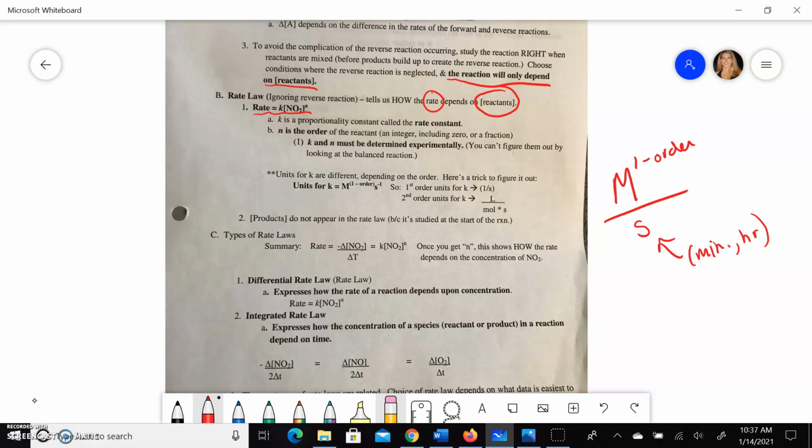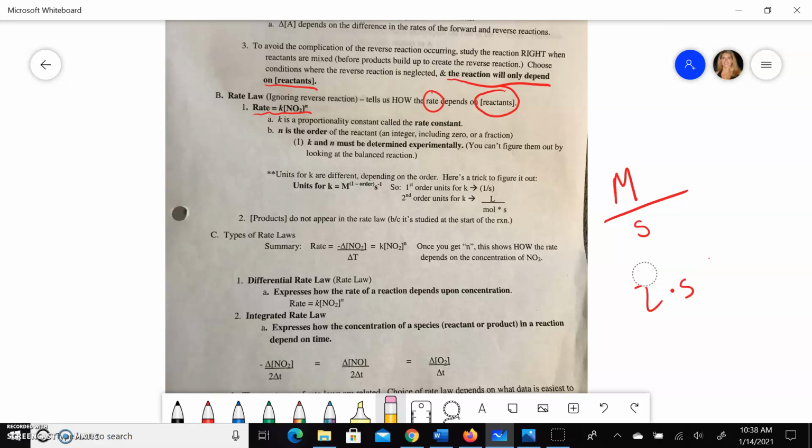So let's say, for example, this was 0 order. 1 minus 0 is just 1, so it's just molarity over seconds. And molarity is the same thing as moles over liters, so you also could write it as moles per liter per second, because seconds is still in the bottom.